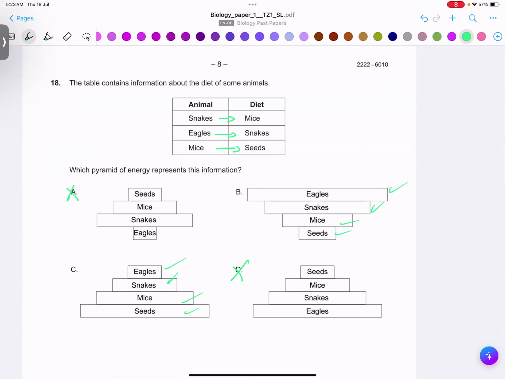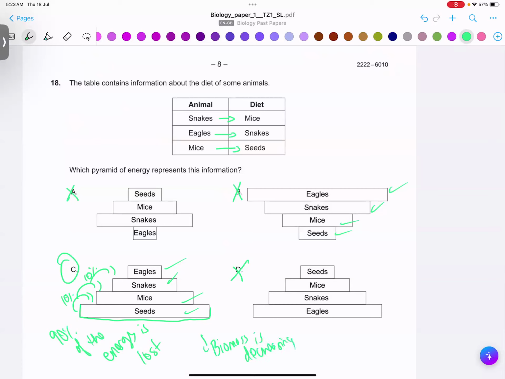However, the structure is wrong here, and the structure here is right because we need more space. Why? Because as this is happening, 90% of the energy is lost. Right? 90% of the energy is lost, so only 10% is conserved. So the biomass is decreasing. And again, keep in mind, heat is always lost, and heat again is energy. So this is why it's C.